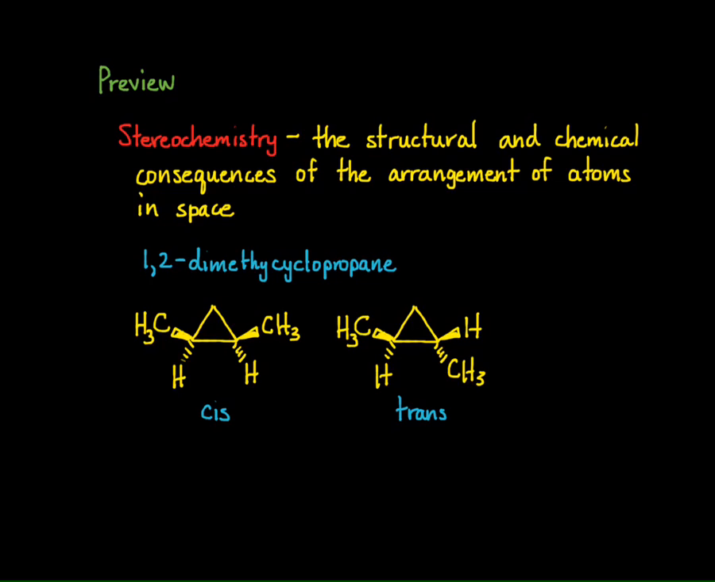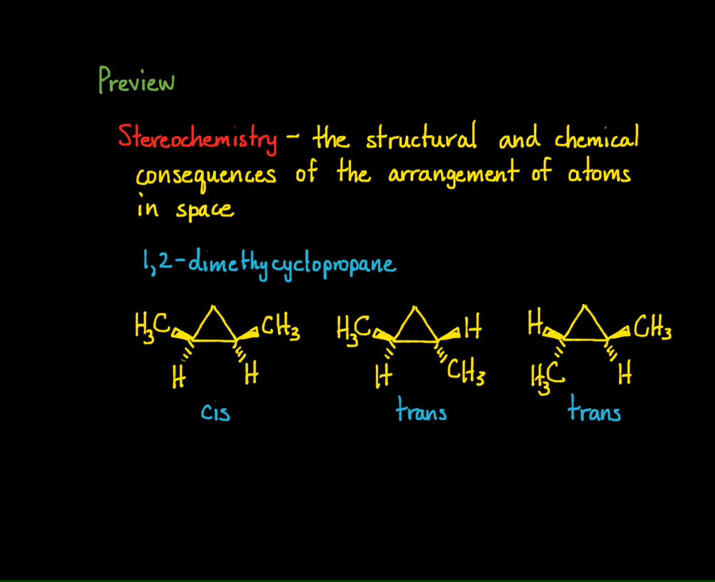Now, the problem though gets a little bit more complicated than that, because notice the way that I drew this particular molecule on the right hand side, this trans isomer. I drew the methyl on the left coming out at me and the methyl on the right going behind me. But I could have drawn it like this. And this is also trans. This is a different arrangement of the atoms in space. I want you to think about that for a moment.